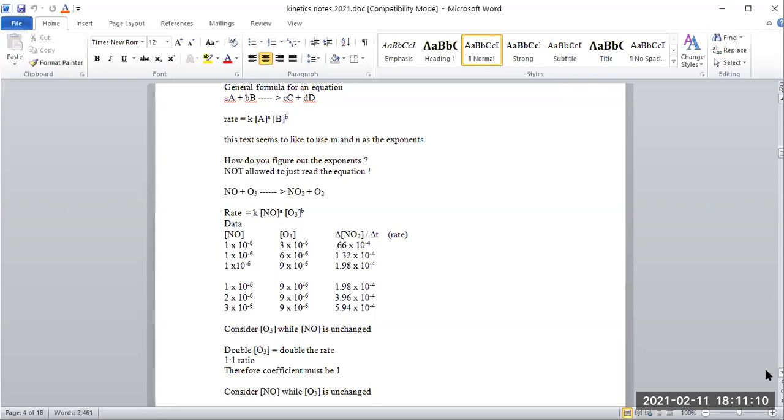It is a comparison. So let's look at the first 2 lines of that block there. When I go from 3 to the negative 6th to 6 to the negative 6th, that's a doubled concentration. My rate doubled too. 0.66 times 2 gives me 1.32. Now, granted, both of them are to the negative 4th power. And so what this tells me is that for my O3 molecule, it does actually have a coefficient of 1.